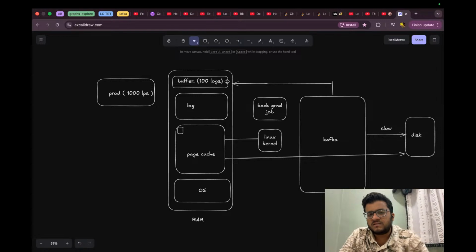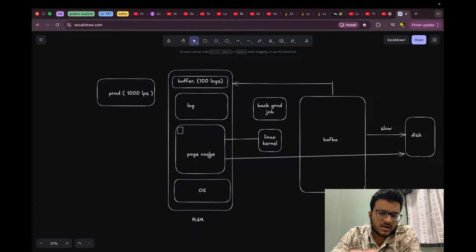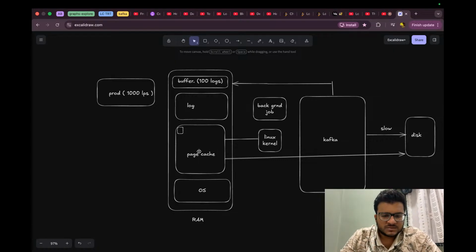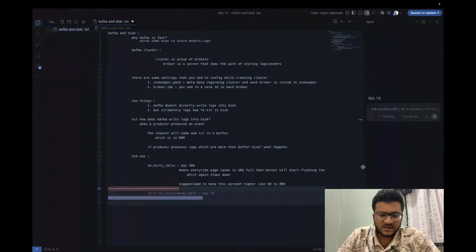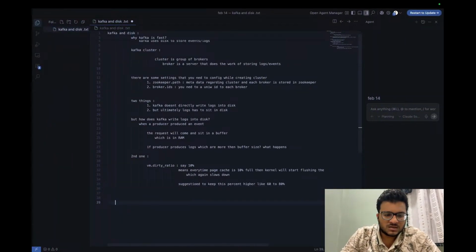Kafka will be busy serving the producer, and the Linux kernel will be actively pushing the contents of the page cache to the disk. This is where we are achieving speed, right? Now, there is one more chance where things get slowed down.